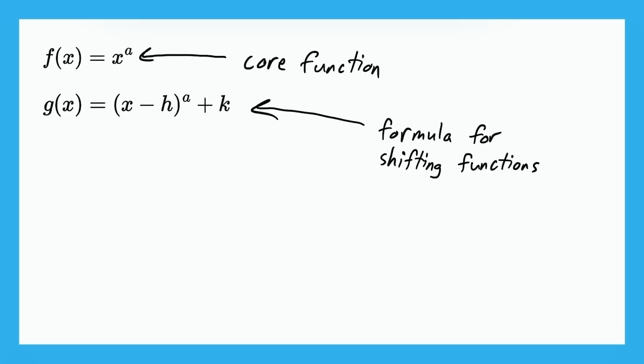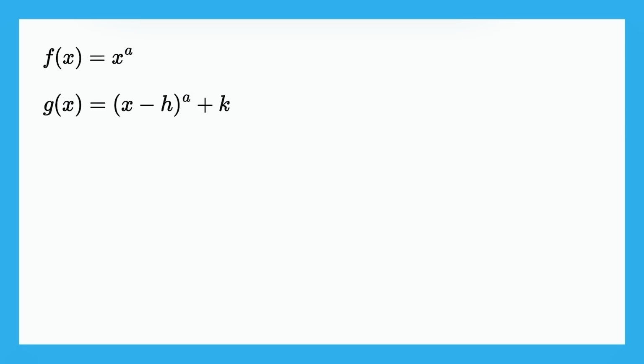Now, this exponent a could be any variety of numbers. It could even be a fraction, but in our case, for this lesson, we're going to have positive integers for a. So 1, 2, 3, 4, 5, so on and so forth. So before we get into some example problems, let's talk about what part of this formula tells us about the horizontal movement and what part of the formula tells us about the vertical movement.